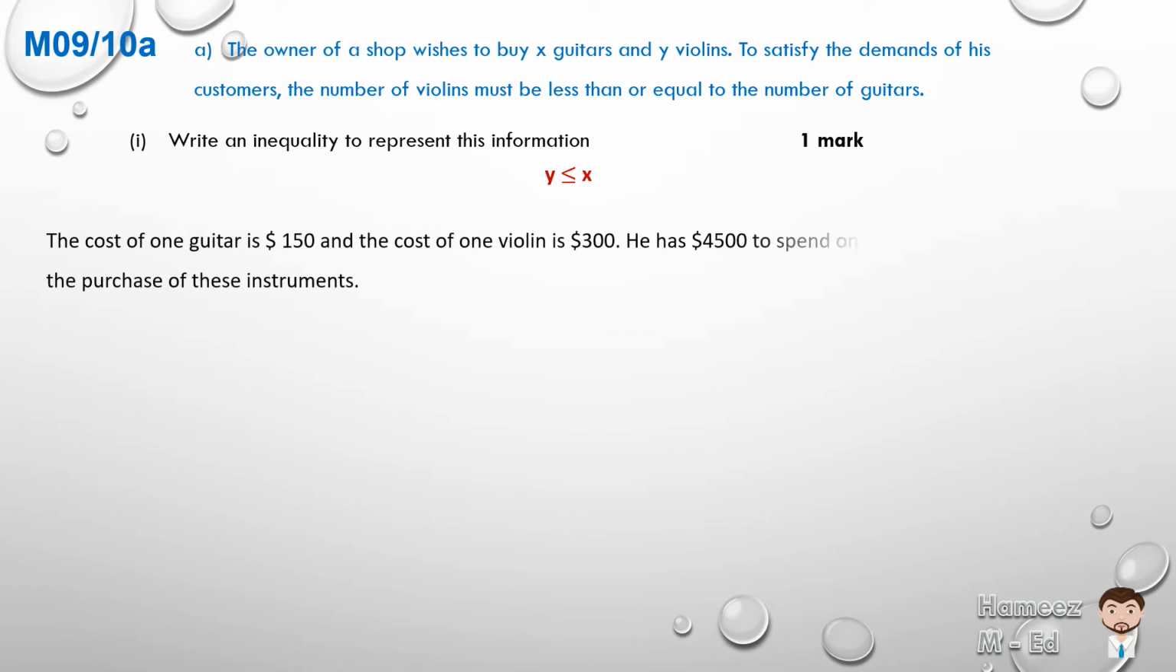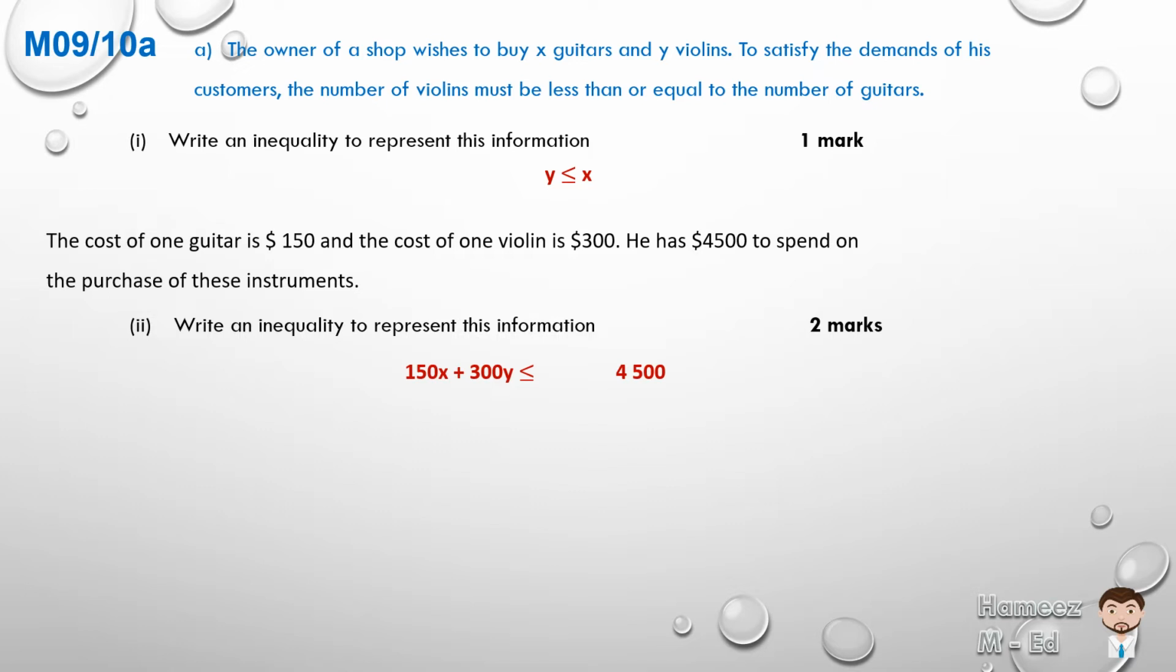The cost of one guitar is $150 and the cost of one violin is $300. He has $4,500 to spend on the purchase of these instruments. Part 2. Write an inequality to represent this information. So if one guitar costs $150 and we have to buy X guitars, then the price of buying the guitars is 150X plus 300Y for the violins, and that total must be equal to or less than 4,500.